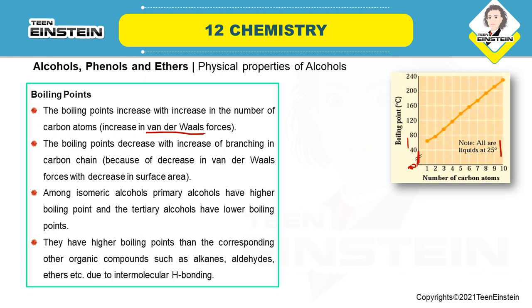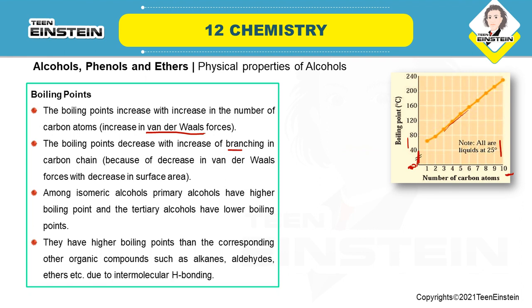Though it is true that the physical appearance changes: up to 3 it is a simple liquid, but when it is 4 to 12 it is a very viscous liquid, but still it is liquid. So now we have here up to 10 carbon atoms, and the boiling point is smoothly increasing. Fine. The boiling point decreases with increase of branching in the carbon chain.